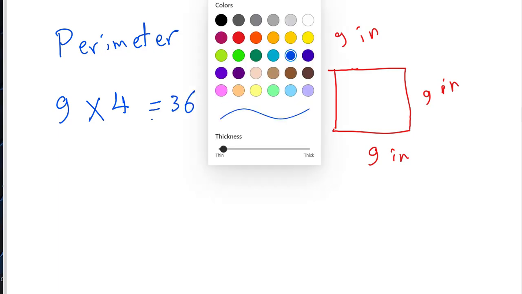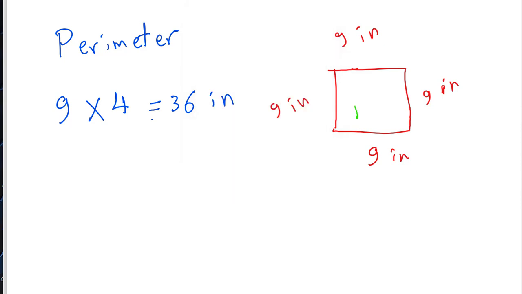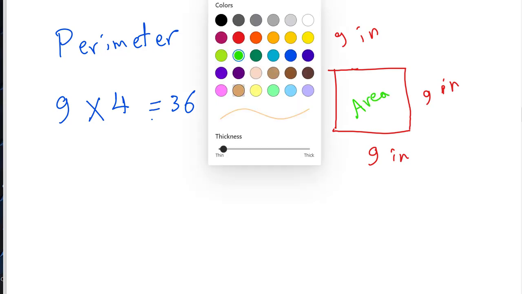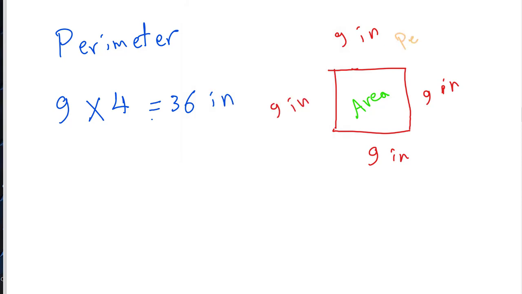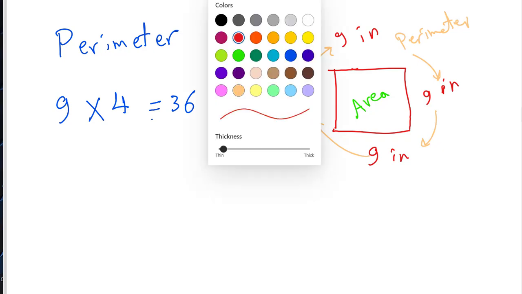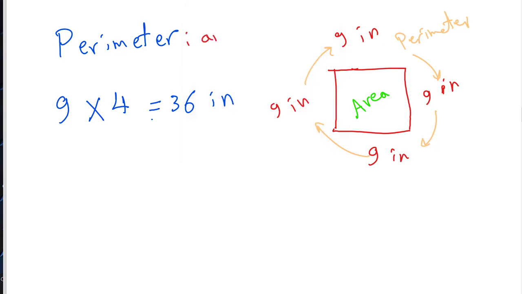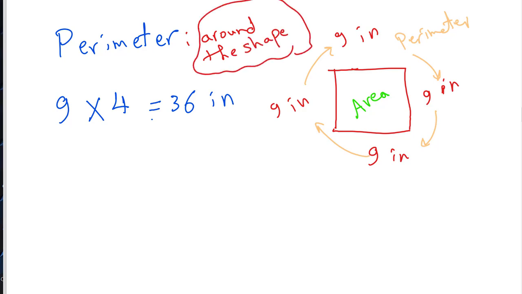What is the area? The area is inside. So my heroes, the area is here inside. But the perimeter, let's use another color here, this is the perimeter outside, the numbers outside. So the area is inside and the perimeter is around the shape. So go around the shape.